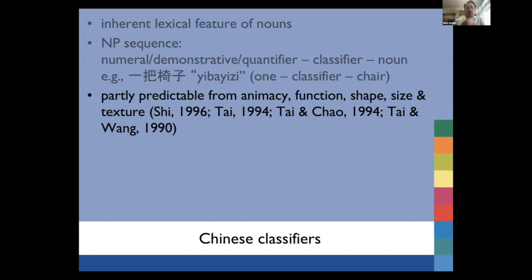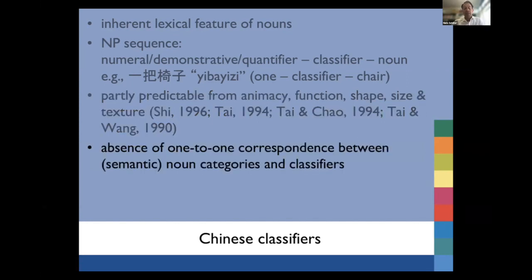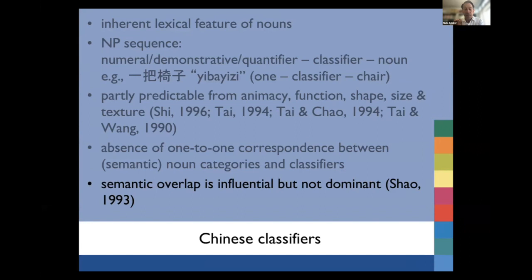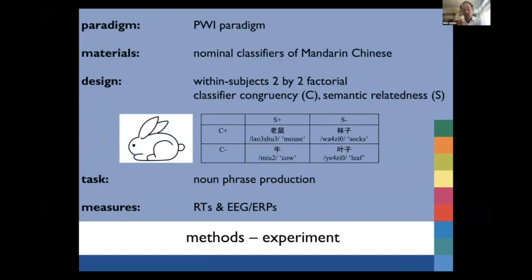Now, the classifiers are partly predictable from semantic features such as animacy, function, shape, size, or texture. But they are not completely predictable. So there is an absence of a one-to-one correspondence between semantic noun categories and classifiers. That means that semantic overlap is influential but not dominant, and classifiers must be stored at the lexical level. Classifiers are also lexical information in Chinese.